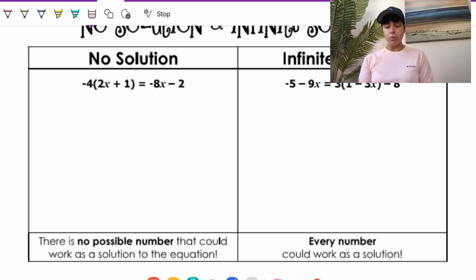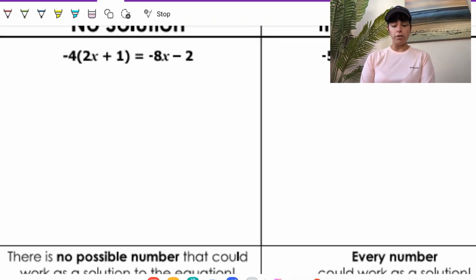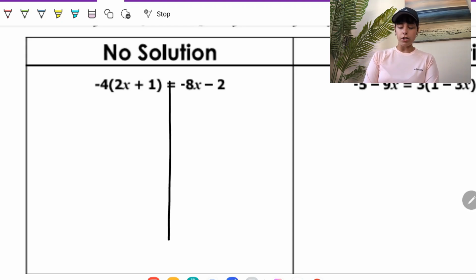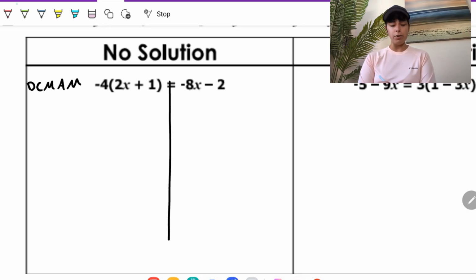So let's start with this first one here called no solution. No solution is when the equation you're left with doesn't make any sense at all. In other words, there's not a single number that will satisfy this equation. So what we're going to do is just solve the equation and see what happens. Now I'm going to write my acronym, don't call me after midnight, here on the left. That way I can keep track of what I'm doing.